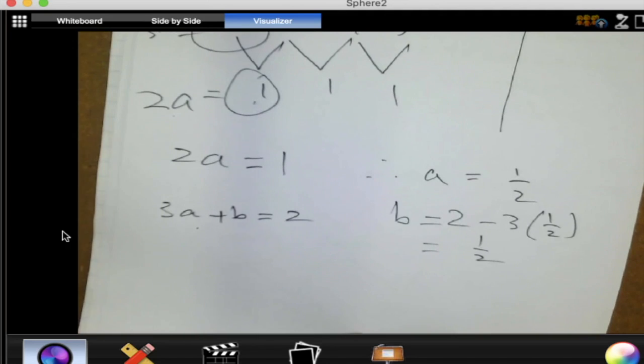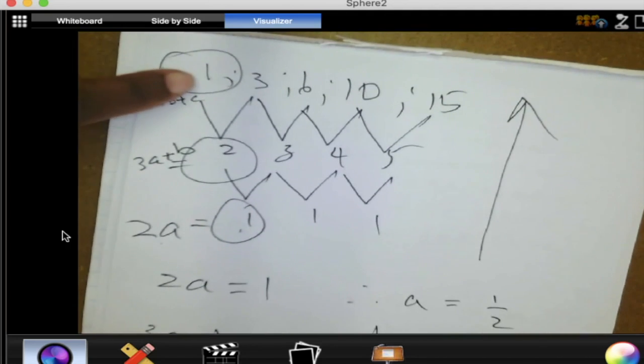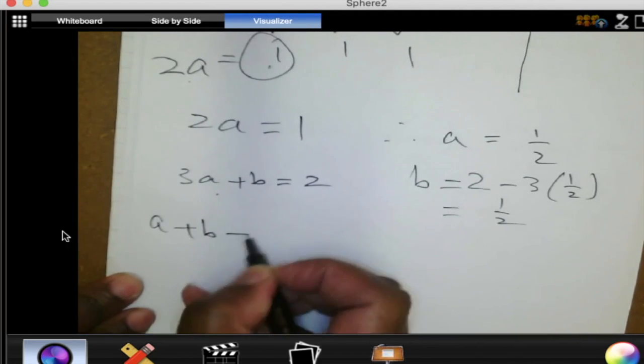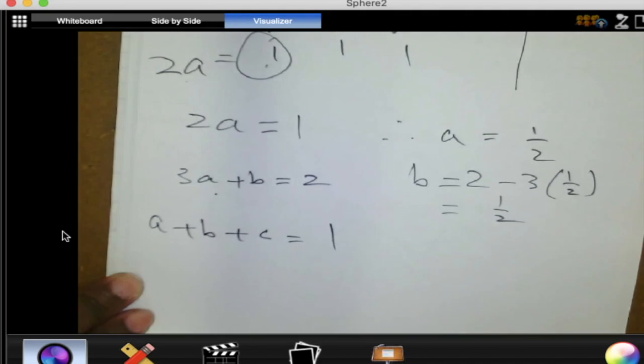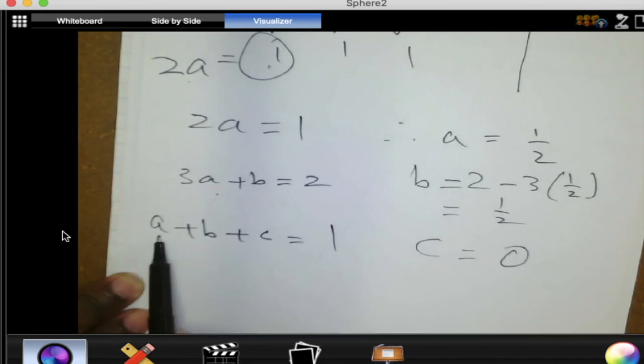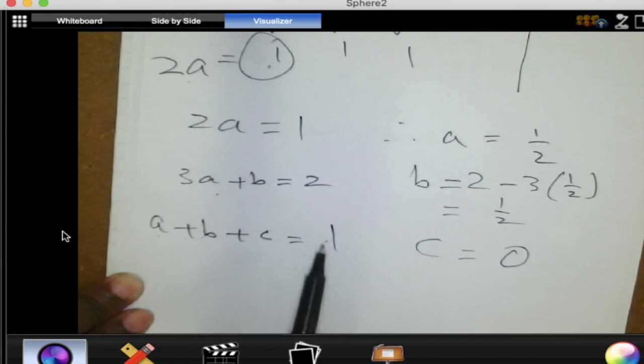Then finally, the number that's here should be put equal to A plus B plus C. So you form your equation again, A plus B plus C, in this case is equal to 1. But we know that A is 1 over 2, and B is 1 over 2, and we are trying to find C. So you will notice that C will be equal to 0 in this case, because 1 over 2 plus 1 over 2 is equal to 1. If you move it to the other side, you will get a 0, so C is equal to 0.